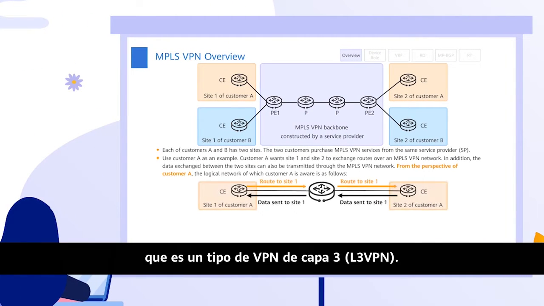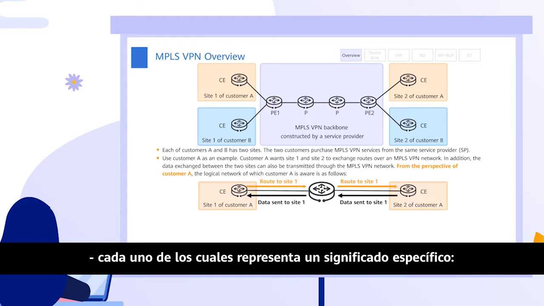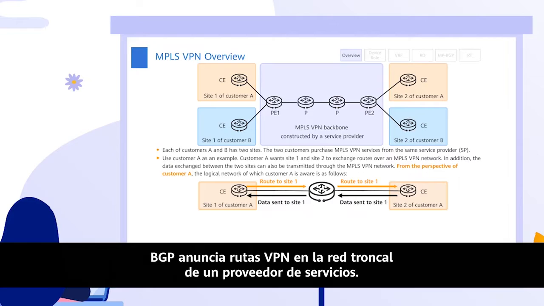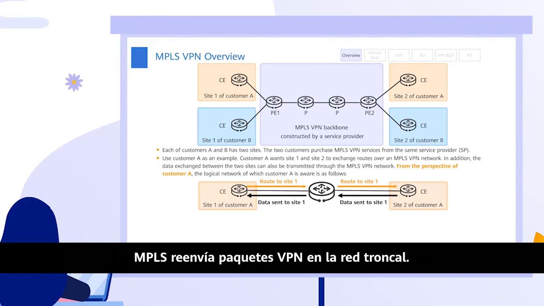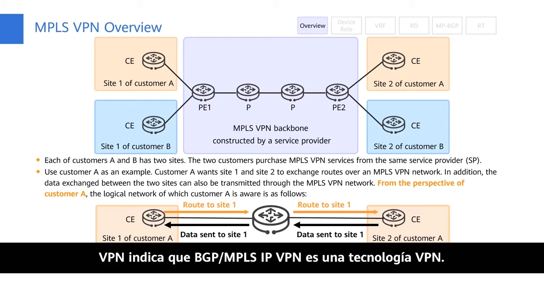Now let's shift focus to BGP MPLS IP VPN, which is a type of Layer 3 VPN, L3 VPN. The name consists of four parts: BGP, MPLS, IP, and VPN, each of which represents a specific meaning. BGP advertises VPN routes on the backbone network of a service provider. MPLS forwards VPN packets on the backbone network. IP packets are transmitted on such a network. VPN indicates that BGP MPLS IP VPN is a VPN technology.